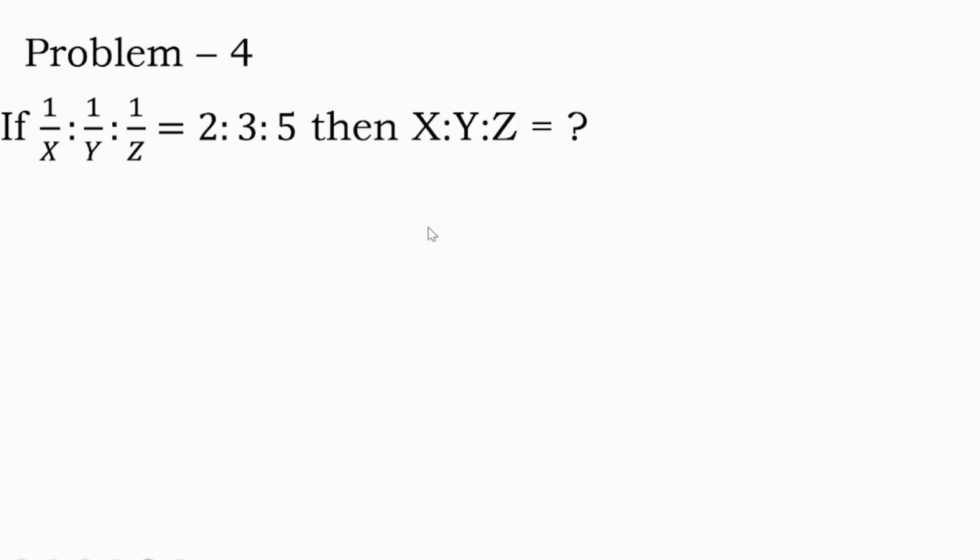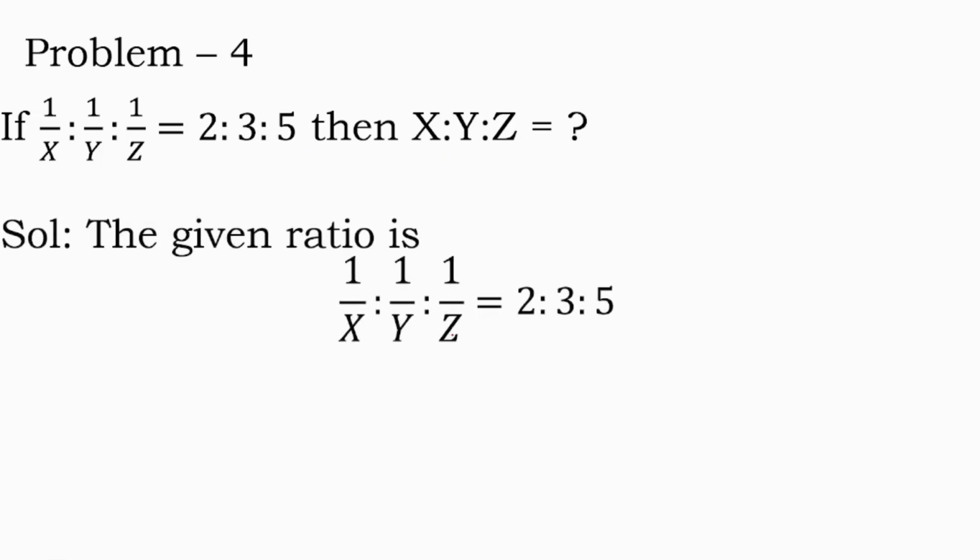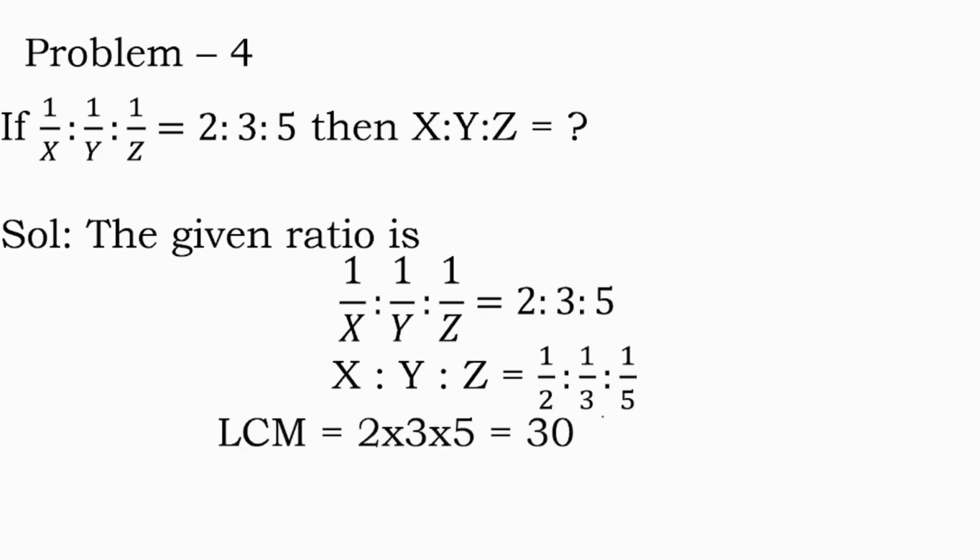The fourth problem here is given that 1 by x is to 1 by y is to 1 by z equals 2 is to 3 is to 5, then x is to y is to z is? So 1 by x is to 1 by y is to 1 by z equals 2 is to 3 is to 5. Then x is to y is to z is 1 by 2, 1 by 3, 1 by 5. So the converse. So this can be expressed using the LCM of 2, 3 and 5. All these are prime numbers, so the LCM is the multiplication of these three numbers. 2 threes are 6, 6 fives are 30.